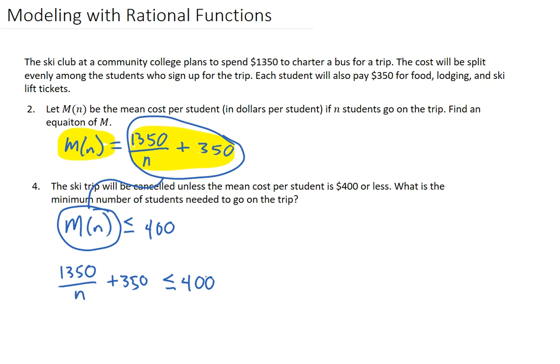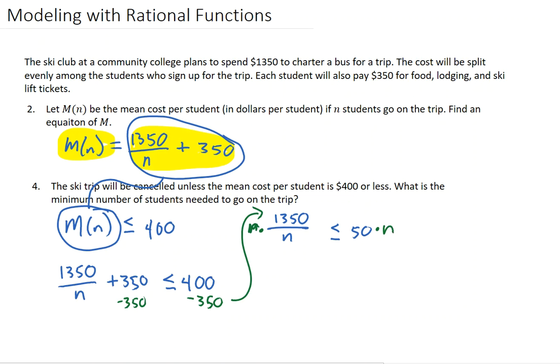We just need to get n by itself. So I'm going to start by subtracting 350 from both sides. I'm going to take the result up here. Now 1350 over n, we need that to be less than or equal to 50. To cancel out that n, what I need to do now is multiply both sides by n. That'll cancel out my denominator. So the result there is that we need 1350 to be less than or equal to 50n. Now we can divide both sides by 50.